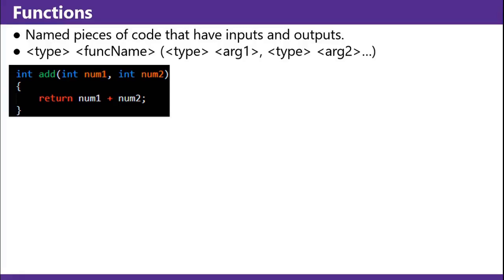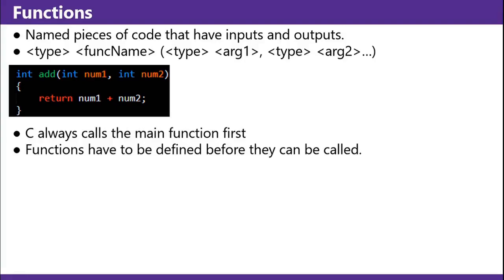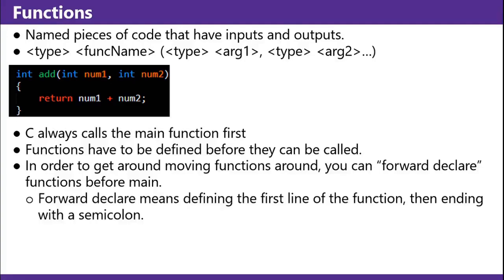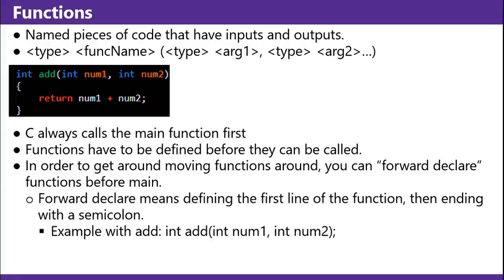sum. C always calls the main function first. Functions have to be defined before they can be called. In order to get around moving functions around, you can forward declare functions before main. Forward declare means defining the first line of the function, then ending with a semicolon. Example with add: int add, parenthesis, int num1, int num2, close parenthesis, semicolon.